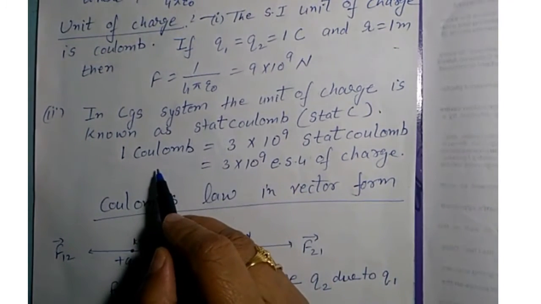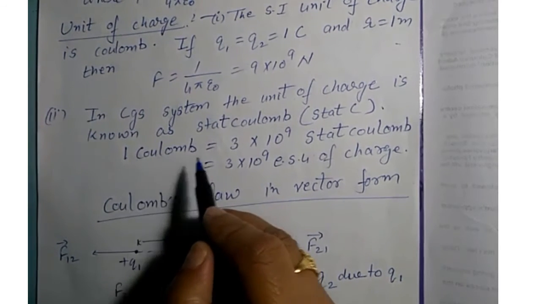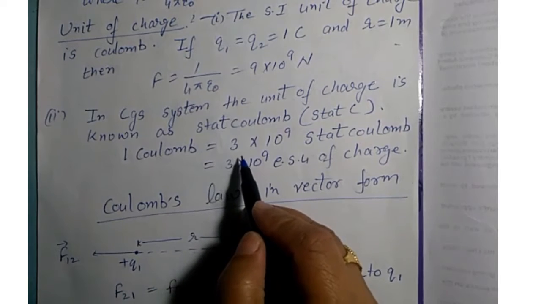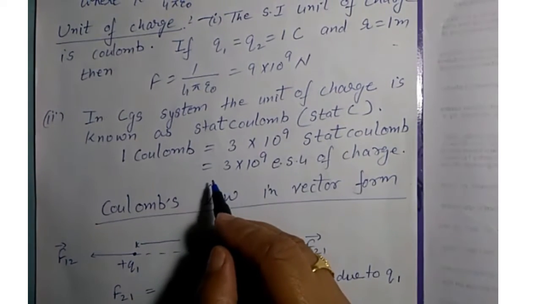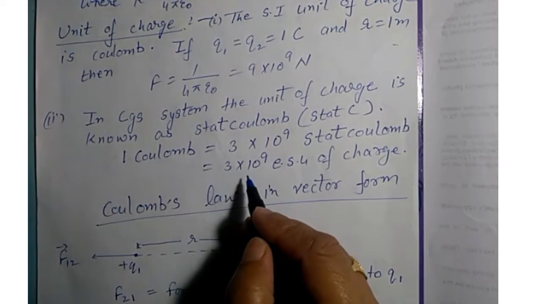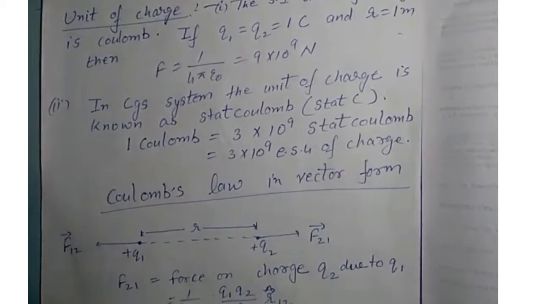The other unit of charge, in the CGS system, is the stat coulomb. There is a relation between coulomb and stat coulomb: 1 coulomb equals 3 into 10 raised to power 9 stat coulomb, or equals 3 into 10 raised to power 9 ESU of charge.